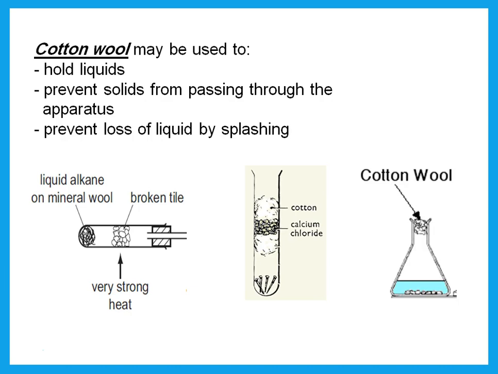Or when we're doing experiments on rates, we put a cotton wool at the mouth of the flask. This is to prevent loss of solution by splashing, because in these experiments, if it is giving out a gas, I need to allow the gas to escape, but at the same time I need to prevent loss of solution by splashing.